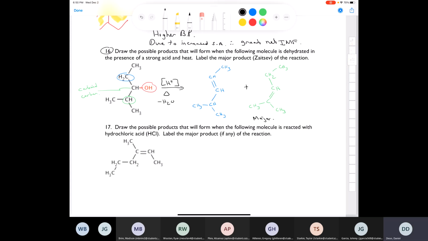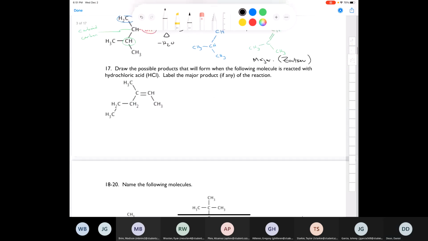Why? Because this double bond is more substituted. That double bond, you look at the two carbons in that double bond, they're attached to 1, 2, 3 carbons overall. If you look at the double bond here, these two carbons are attached to 1, 2 carbons overall. The more substituted a double bond is, the more stable it is. And so this is the major product or the Zaitsev product. And this would be a minor product. This is why review is a good thing, right?